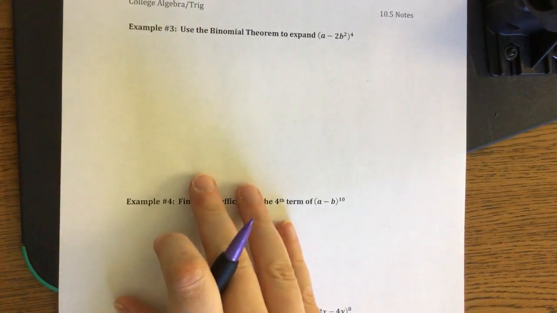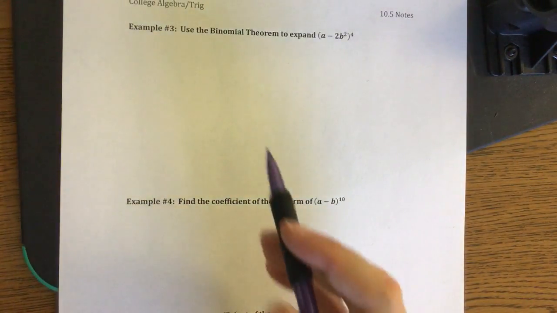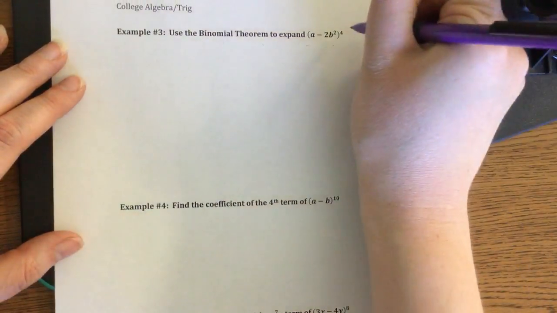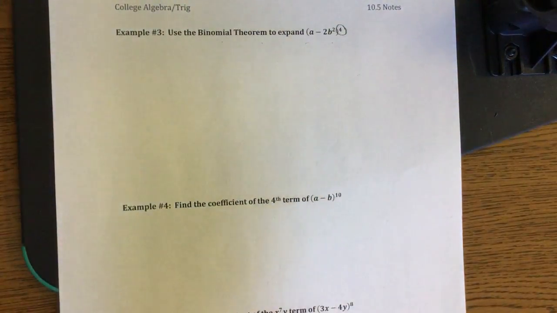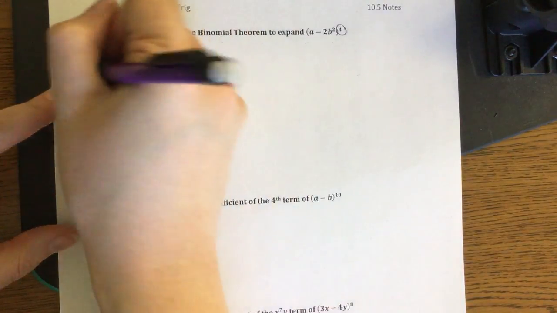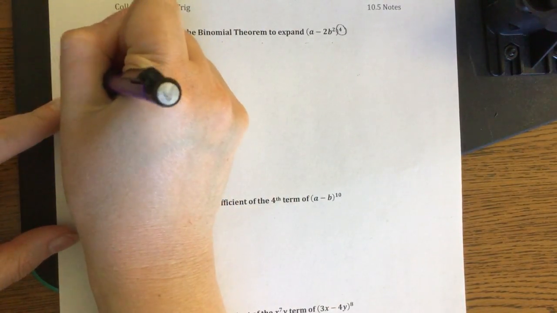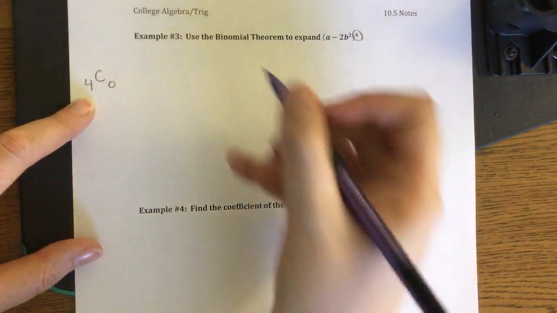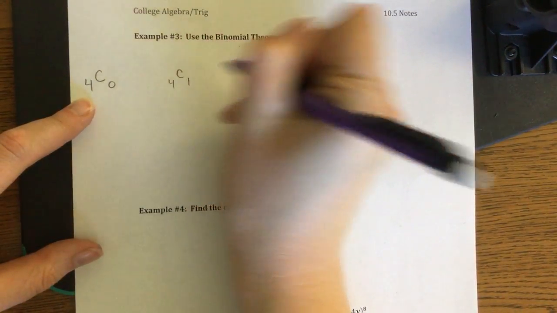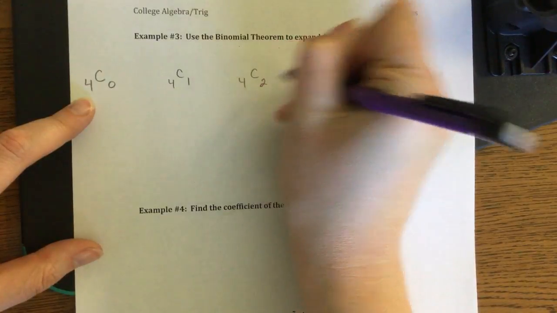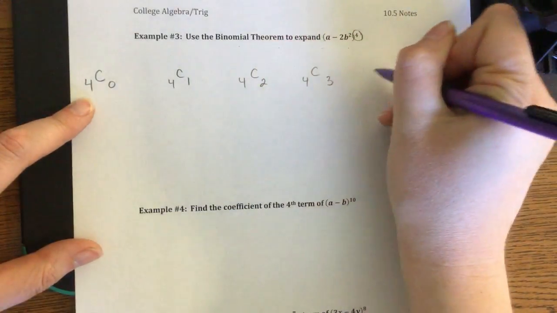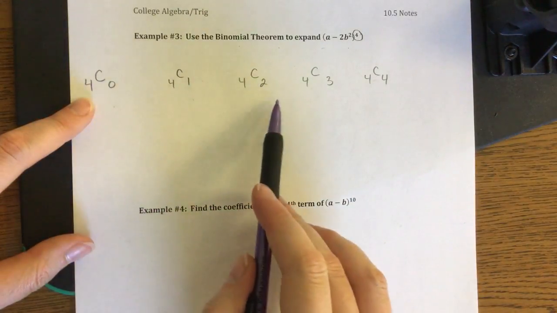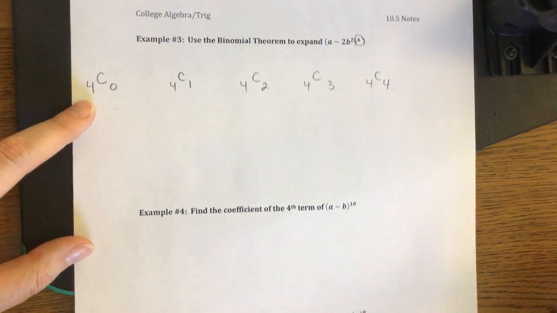Example number 3. We want to use the binomial theorem to expand this. Okay, so we've got to the 4th power. So remember what we had to start with? 4 choose 0. You've got to start with choosing 0. And then I've got 4 choose 1, 4 choose 2. So it's kind of like Pascal's. I set myself up because these are coefficients. So I set myself up in the same way.